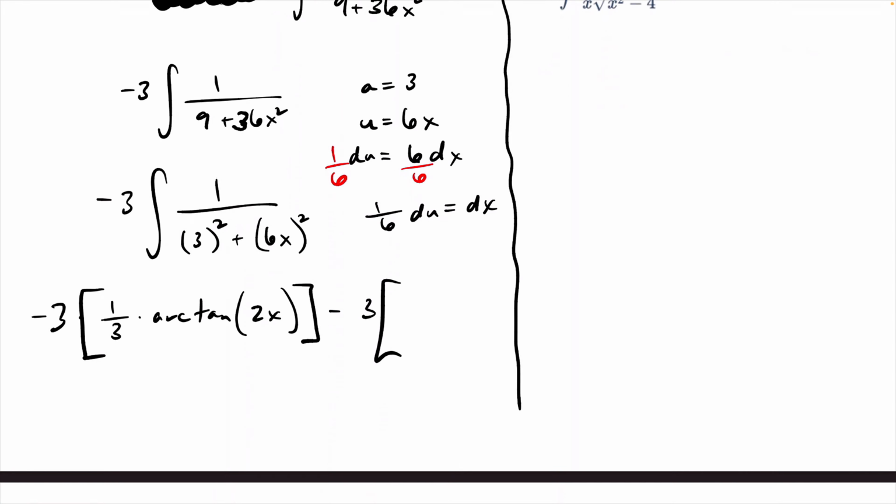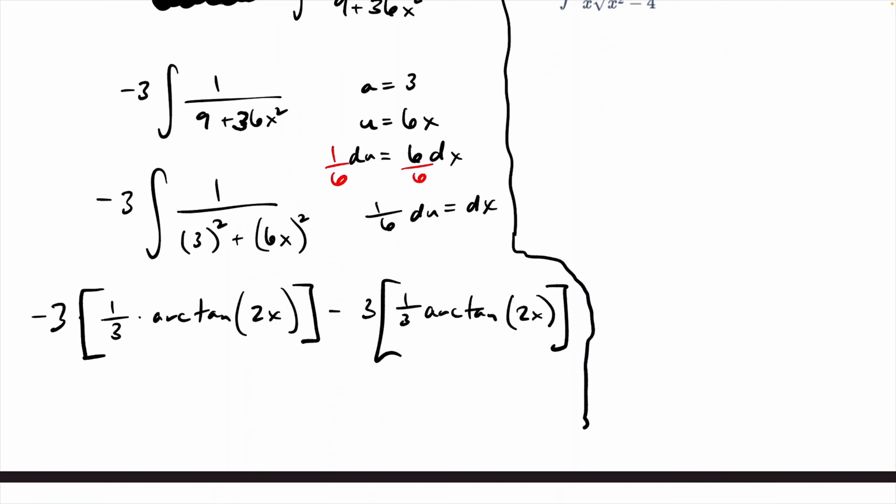And then here, I have 1/3 arctangent of 2x as well. It's odd that it's minus. Oh, yeah, it is. Okay, so distribute your negative threes. Those are both going to make negative ones, right? Yes.